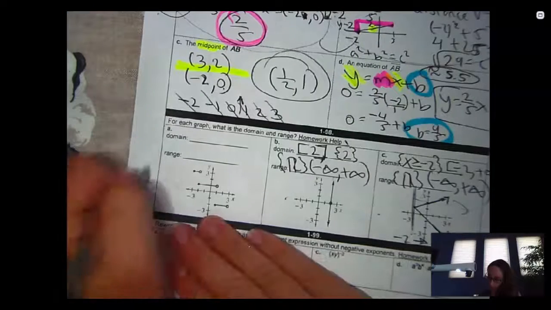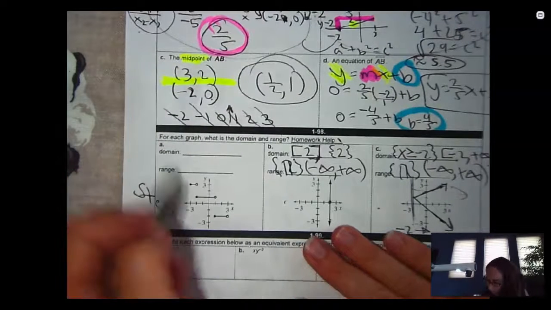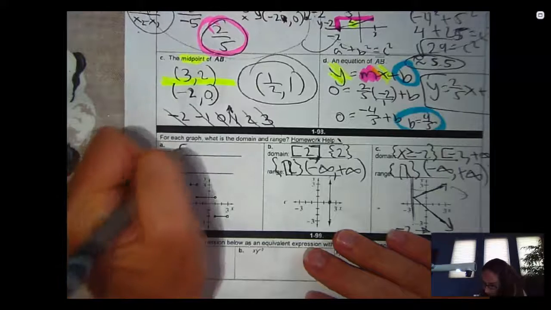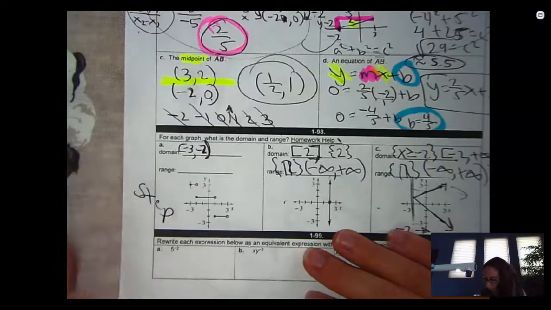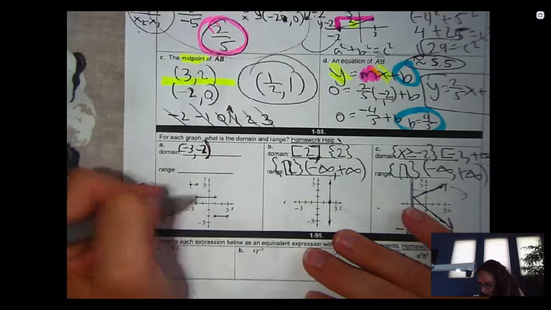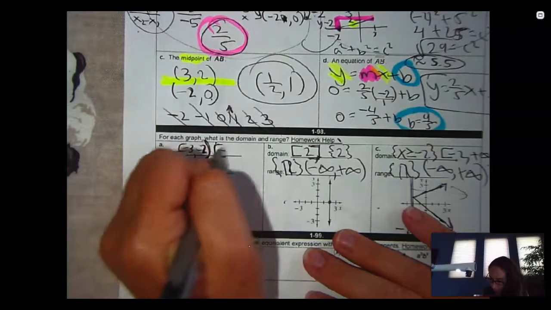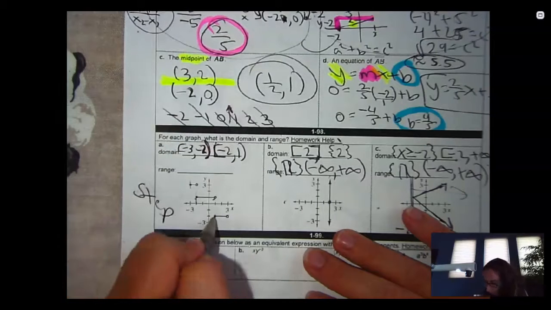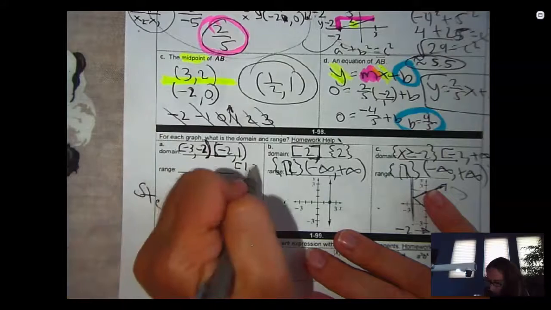Okay, this is called a step function. Why? Because it looks like a step. What's the domain? Okay, well, it goes from negative 3 to negative 2, parenthesis, because it's open circle. And then it goes from negative 2 to 1. That's bracket, because that's closed. That's open circle. And then it goes closed circle from 1 to 3, parenthesis.